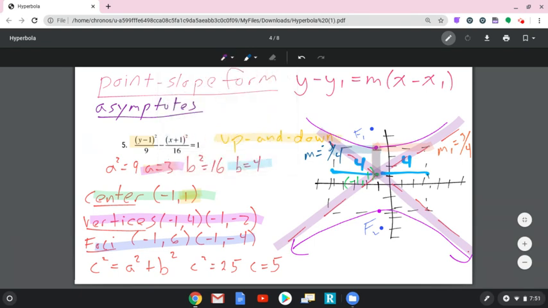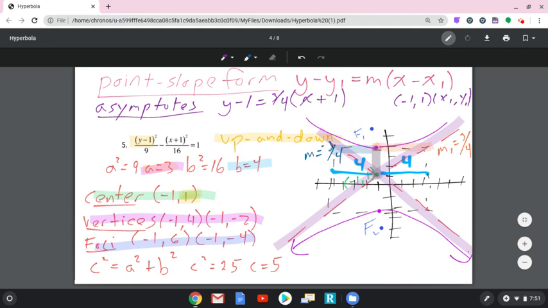So in this case, we're going to use that center, negative 1, 1. That's going to be the x1, y1. Okay, that's my center. And then we're going to use our two slopes that we have. So my first slope is a positive 3/4. So I'm going to write y minus 1, because 1 is the y value of my center, equals 3/4 x minus a negative 1, which is a plus 1.